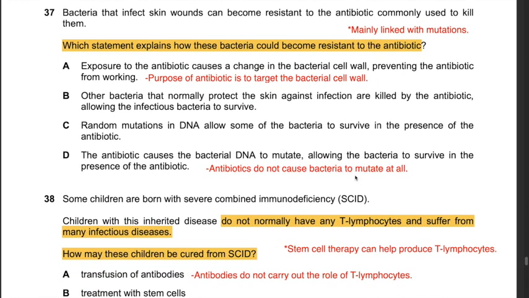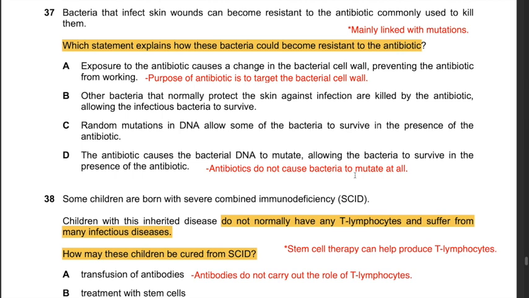Question 37. Bacteria that infect skin wounds can become resistant to the antibiotic commonly used to kill them. Which statement explains how these bacteria could become resistant to the antibiotic? Antibiotic resistance is mainly linked with mutations. And if you go to the answers A, B, C and D, A.